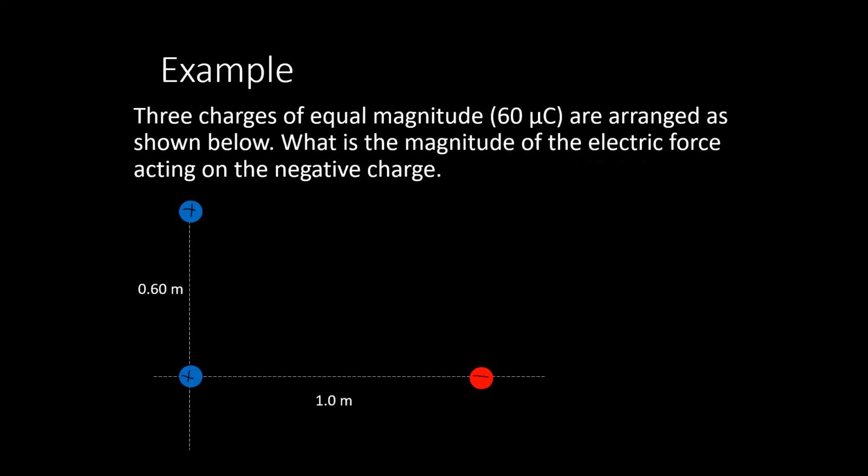Okay, so here's our problem. So we have three charges of equal magnitude. So all these charges in the picture here, the two blue positive charges and that negative charge on the right, all of them have 60 microcoulombs. The red is a negative 60, obviously, because it's a negative charge. Okay, so they are arranged as shown below. What is the magnitude of the electric force acting on the negative charge? Okay, so that's what we want to do.